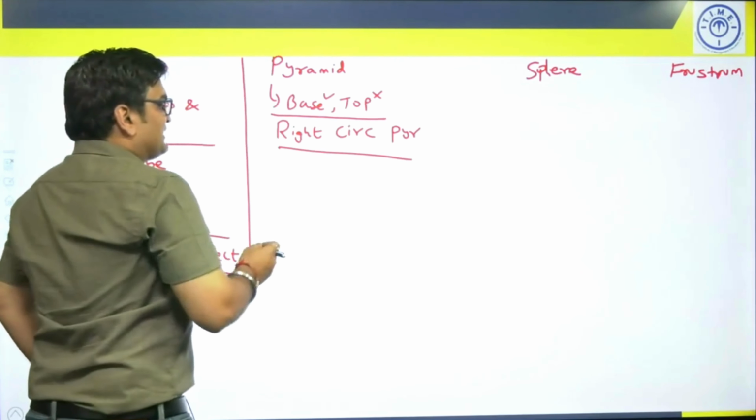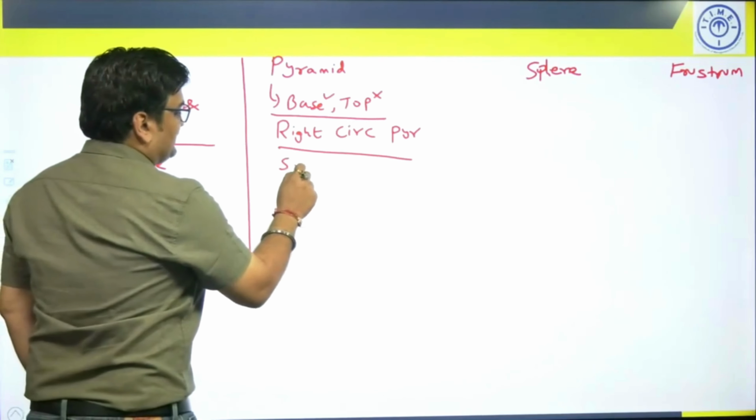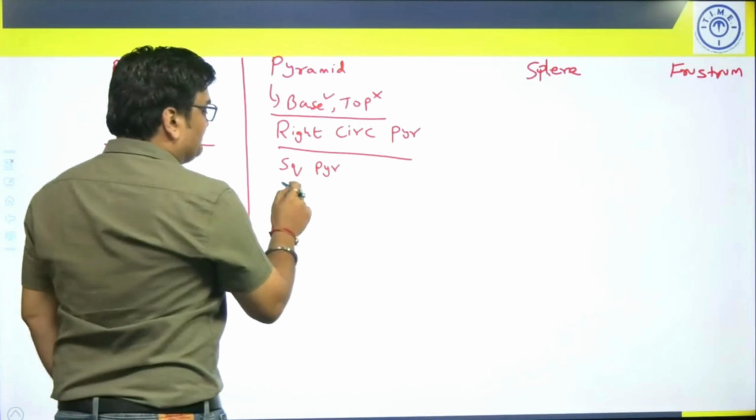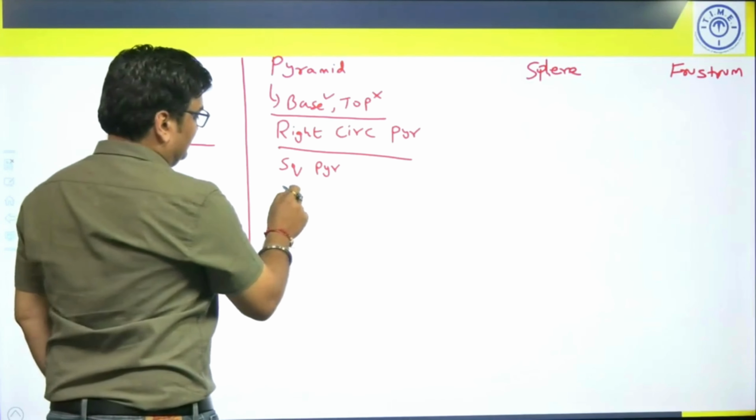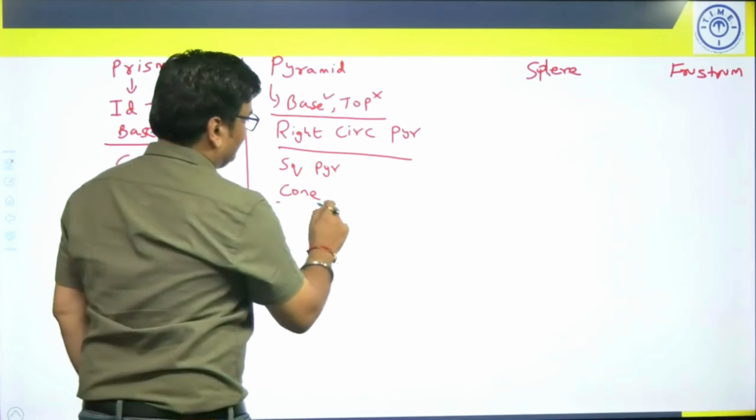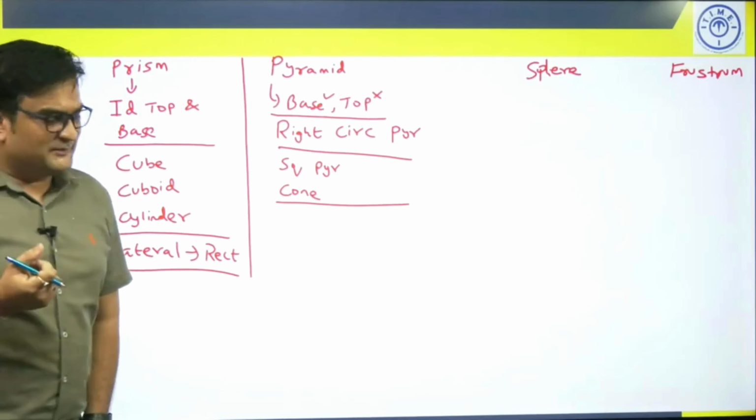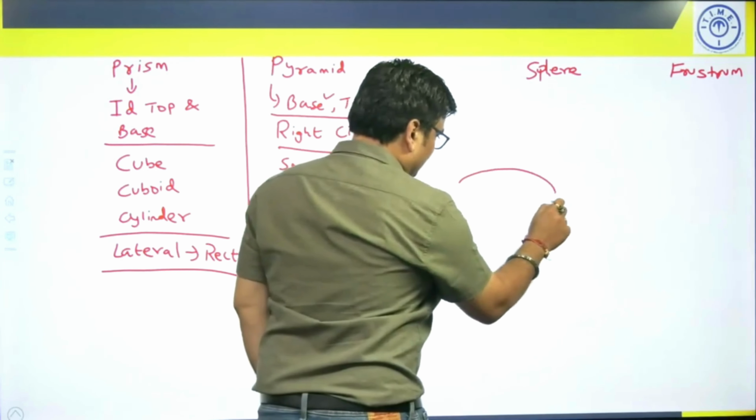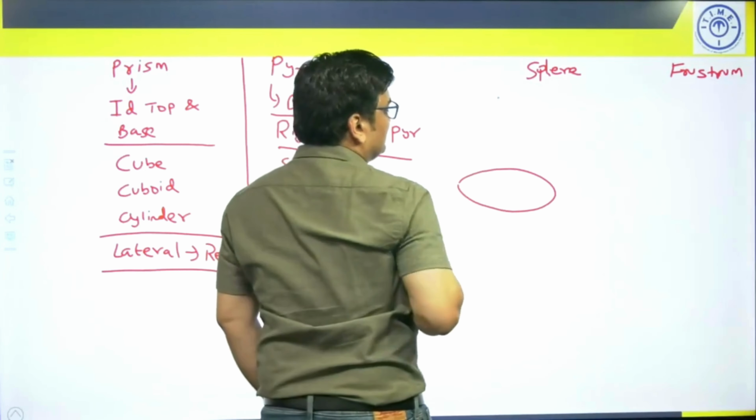Now some commonly known examples of pyramids are square pyramids, where the base is square, and more importantly, the most commonly available is something called a cone. So a cone is an example of a pyramid. The cone will appear like this. There will be a circular base, and there will be a single point.